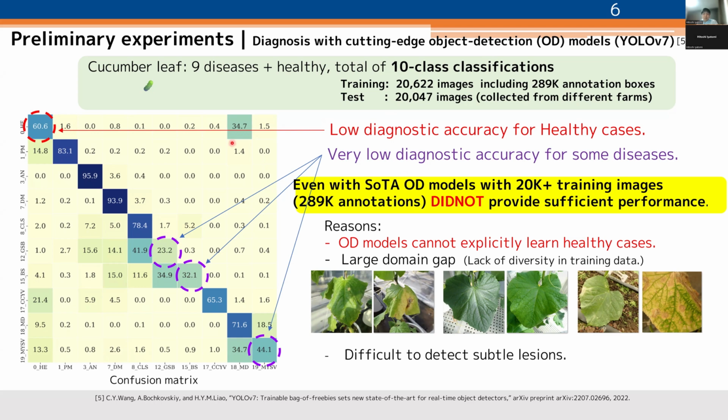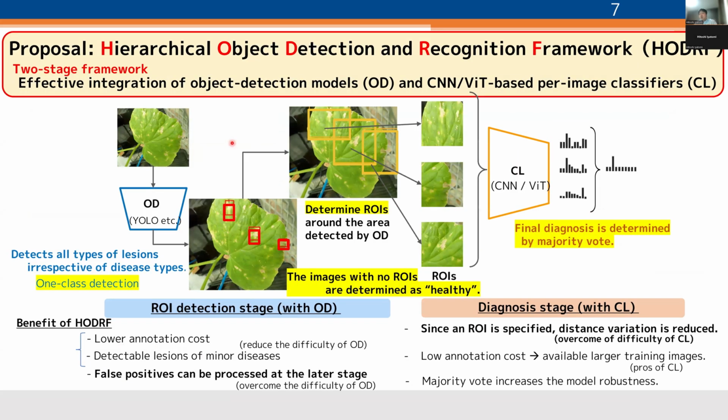So in this paper, we propose an effective and generalized two-stage framework for plant disease diagnosis called the Hierarchical Object Detection and Recognition Framework, HODRF. The proposed framework is composed of two stages. The first one is ROI detection, using object detection models. The following stage is the diagnostic stage, using a classification model, like a CNN or vision transformer.